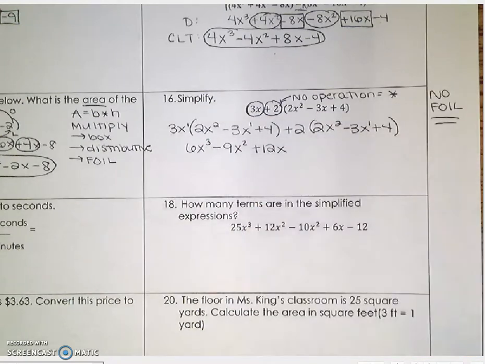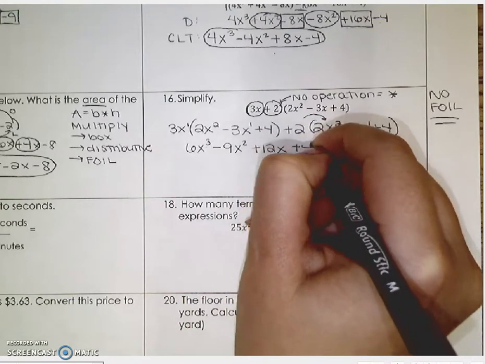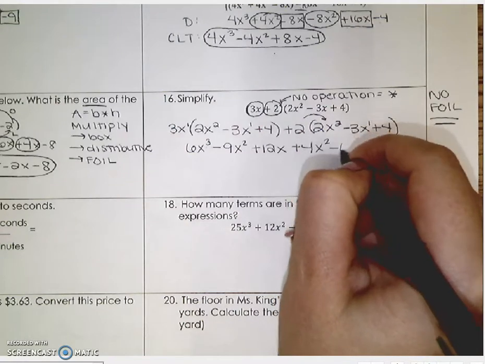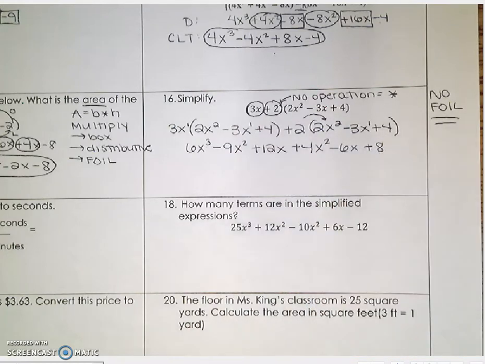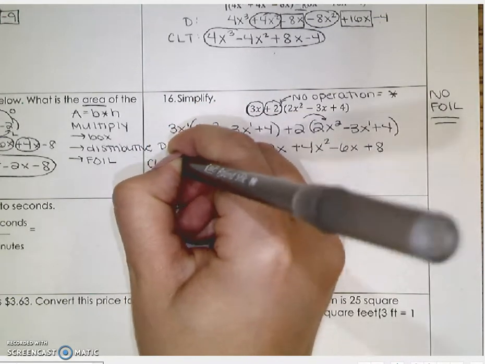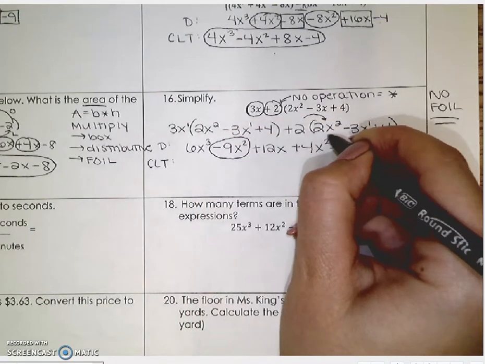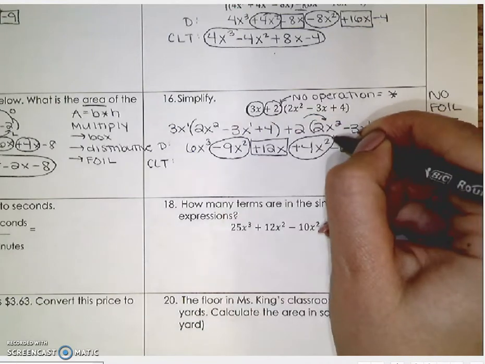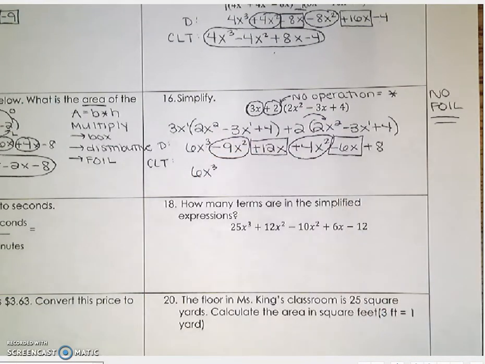Now I'm going to distribute this 2. 2 times 2x squared is positive 4x squared. 2 times negative 3x is negative 6x. And 2 times 4 is 8. At this time, I'm going to combine like terms. I have a negative 9x squared and a positive 4x squared. I have a positive 12x and a negative 6x. This 6x cubed does not have any like terms.